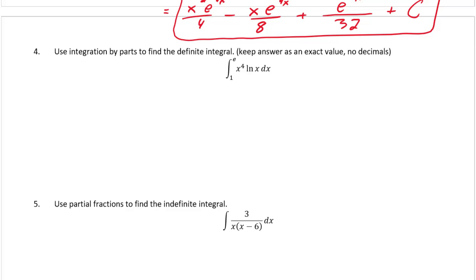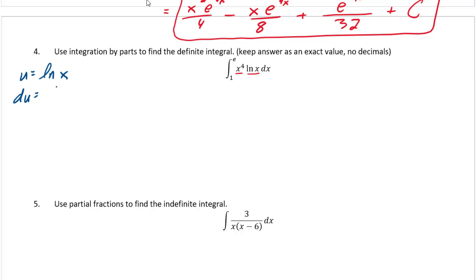This one, though, I notice right at the beginning, we've got an x to the 4th, and we have a natural log of x. That kind of forces our hand into letting the u be the natural log, because I don't really have an integral for natural log, but I do know the derivative.